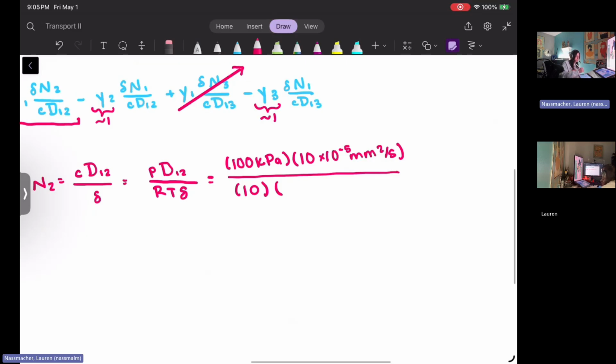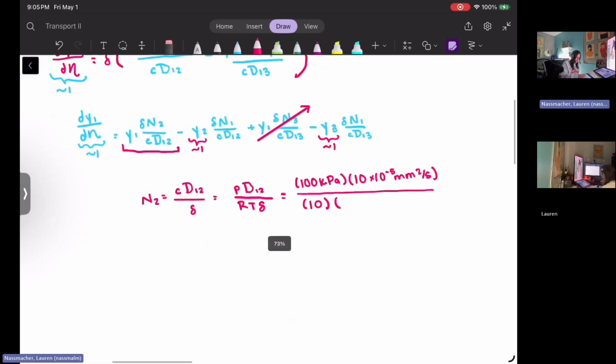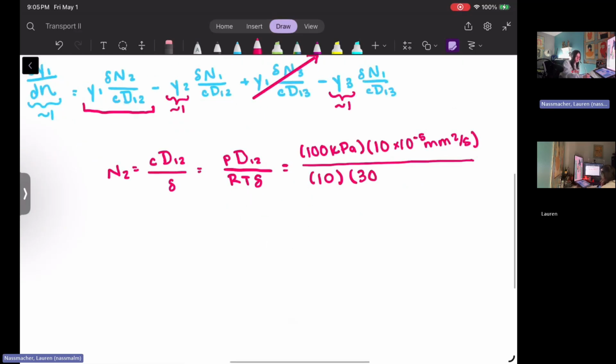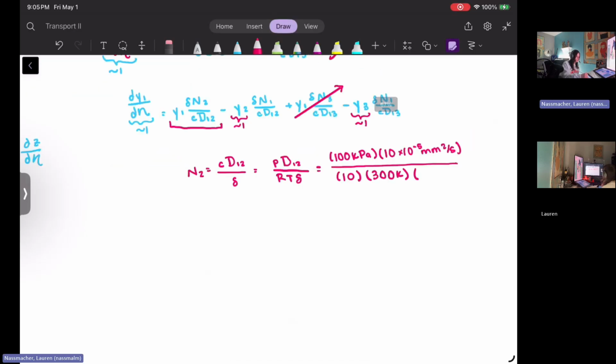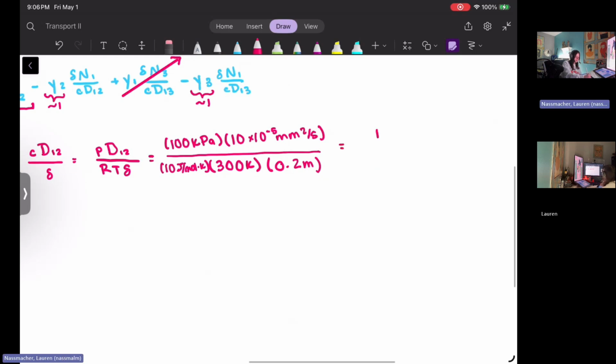Multiplied by our temperature, which is 328.5. So that's just going to be 300. I'm going to round down this time. Finally, our thickness, which is 0.24, but that's just 0.2 meters. And our 10 is actually in, we'll write the units, I forgot, joules per mole Kelvin. If you multiply that out, that equals 1 over 600.